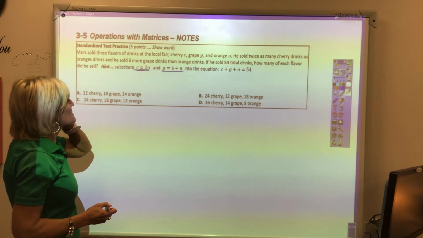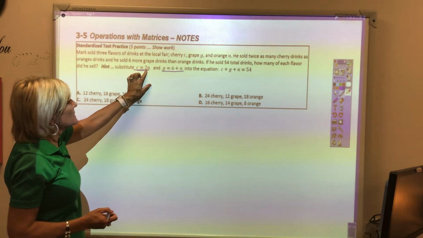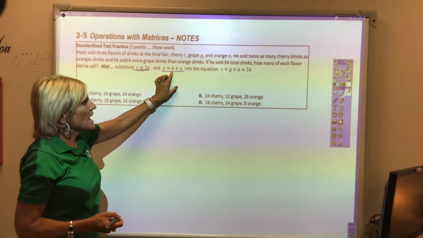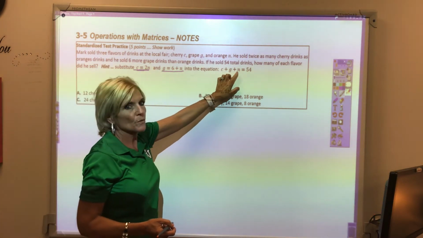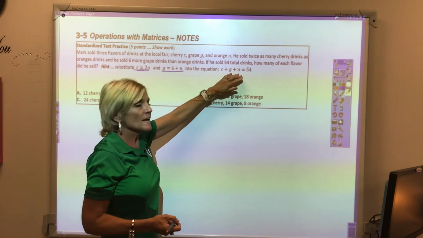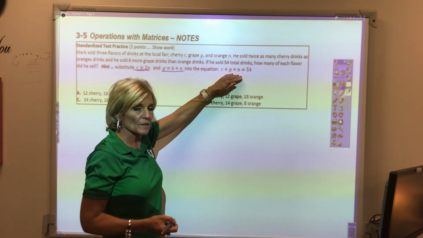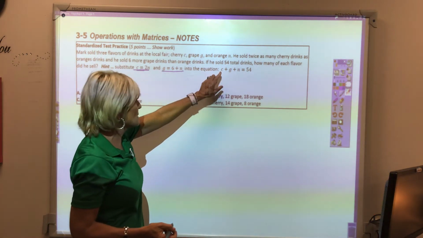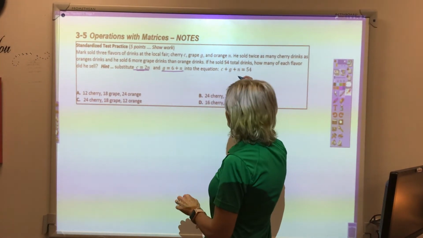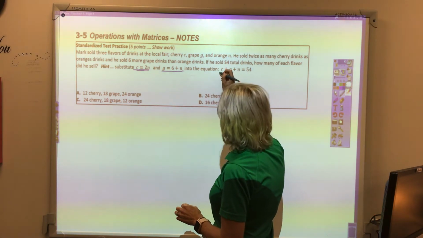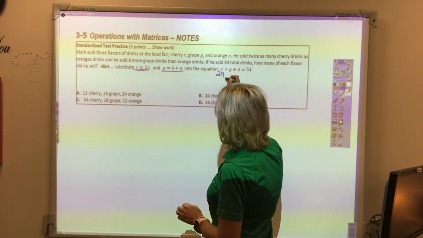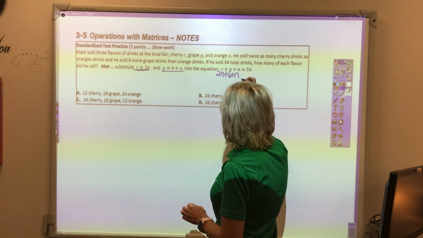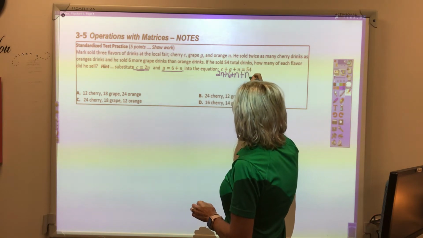The hint says to substitute 2N for C and 6 plus N for G. That is so we only have one variable in our equation. When we only have one equation, you can only have one variable in order to solve the equation. So underneath here, I'm going to just rewrite, but I'm going to use the substituted expressions. So I'm going to put 2N under C. Under G, I'm going to put plus 6 plus N. Then I have another plus N equals 54.